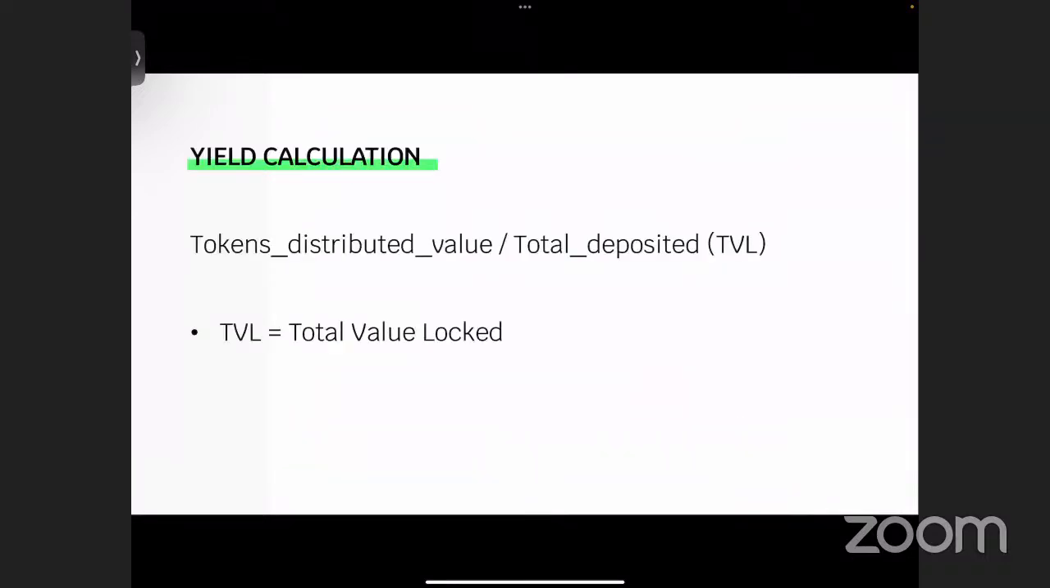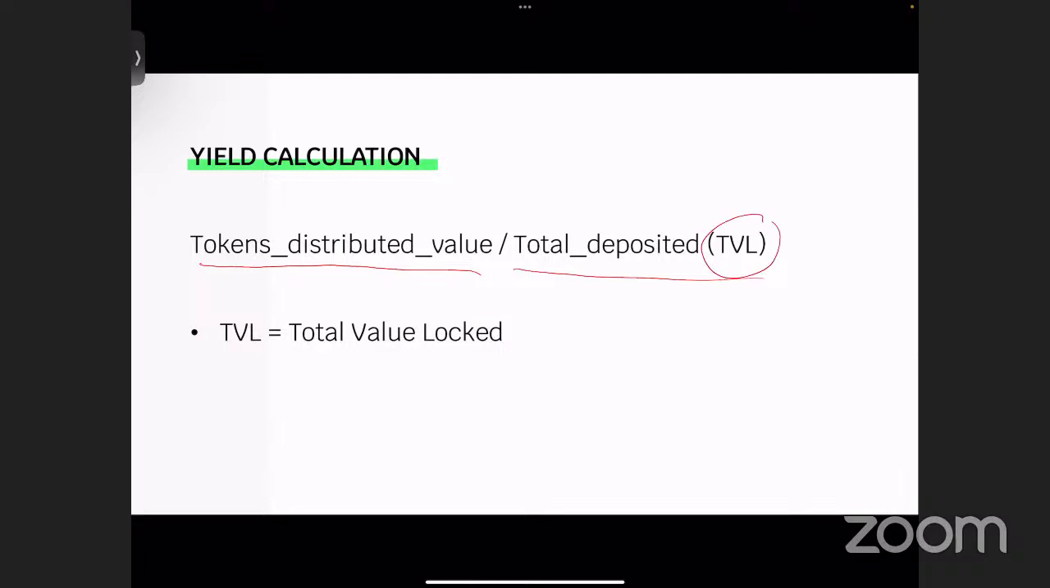How do we calculate the yield? It's fairly easy. We take the value of the token that a program is distributing. So for example, they distribute $10,000 worth of token. And you divide by the total amount deposited, that we most of the time call the TVL, for total value locked. So it's easy. If you receive $10,000 of token per year, and if the TVL is $100,000, then the yield, the APR, is 10%.